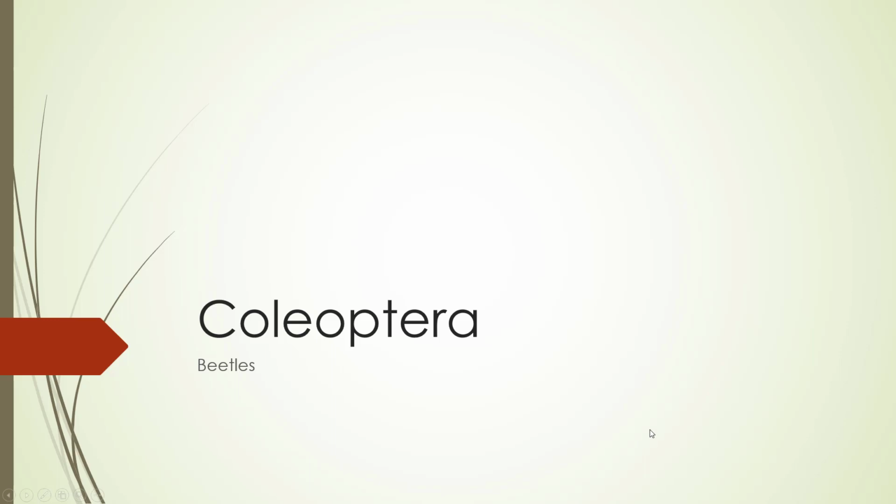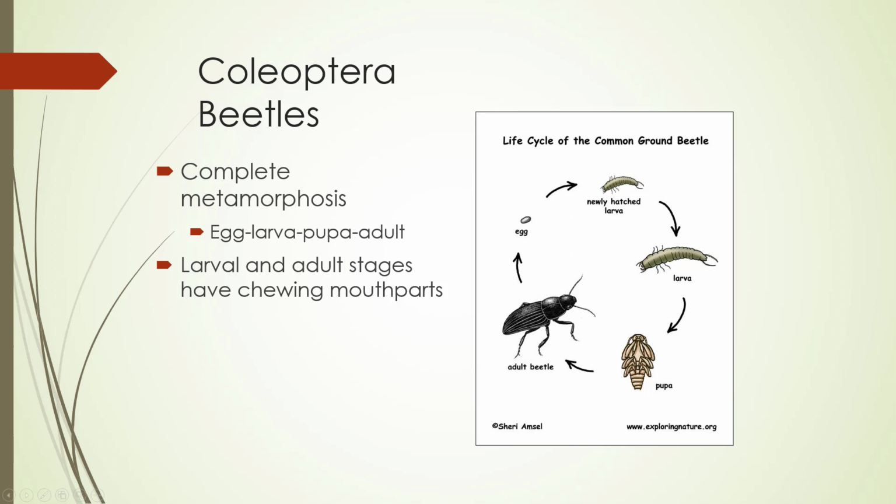Coleoptera order, or beetles. Beetles have complete metamorphosis: egg, larva, pupa, and adult. The difference between them and some of the other insects that have complete metamorphosis is that their mouth parts are chewing at all stages. In this case, we have a common ground beetle, which is a beneficial insect that will eat other insects and slugs.